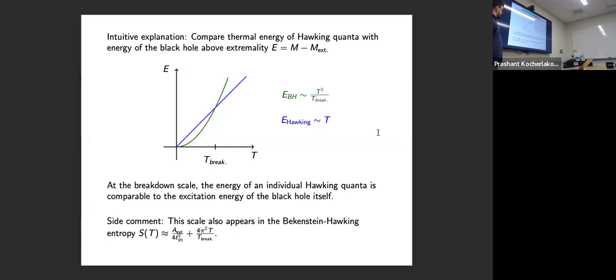Now, as a side comment that will be important later, this breakdown scale also appears in the entropy. We compute the Bekenstein-Hawking entropy and expand it at small temperatures. We get this zero temperature entropy, and then we get a correction that is linear in the temperature and comes with a coefficient that is precisely this breakdown scale. So this is another way you can identify these scales, either from the temperature dependence of the mass or the temperature dependence of the entropy.